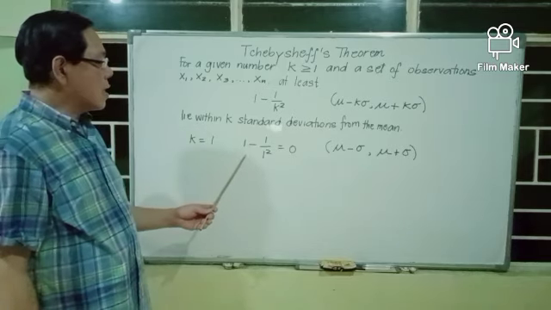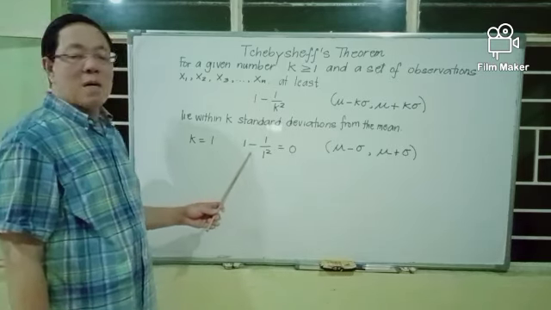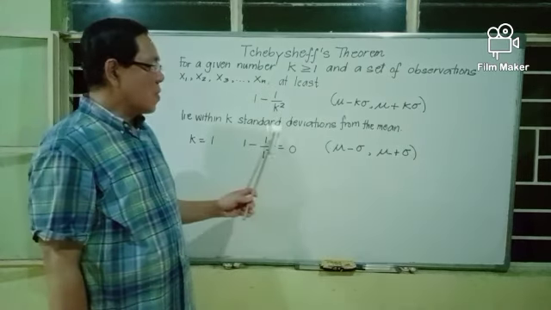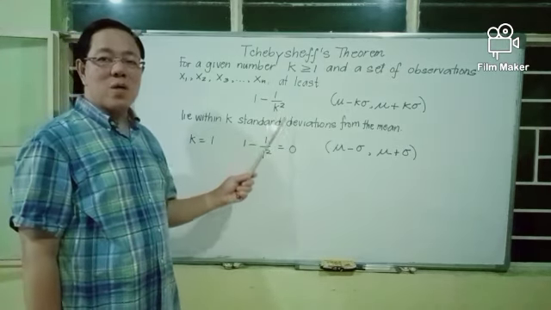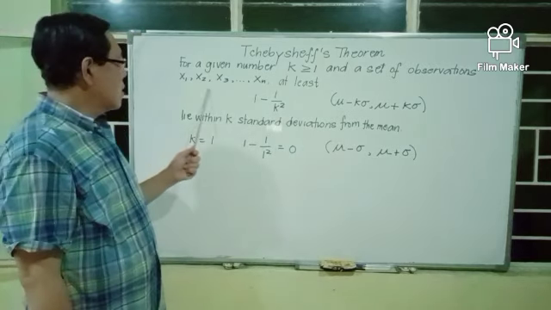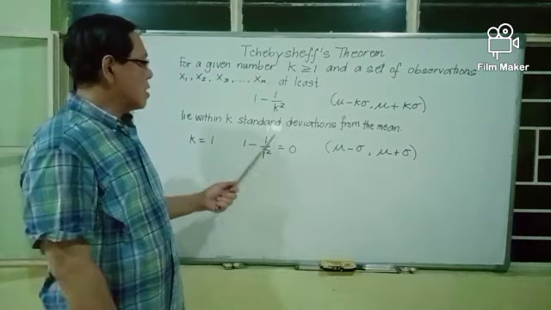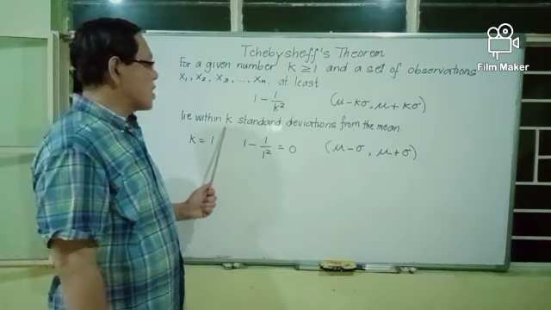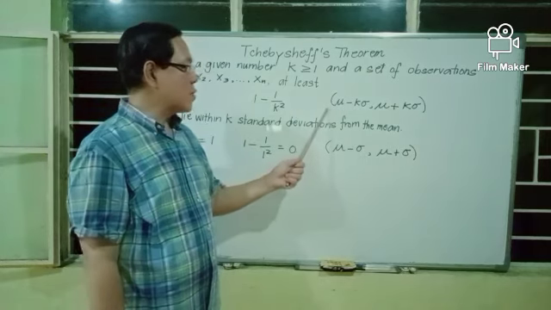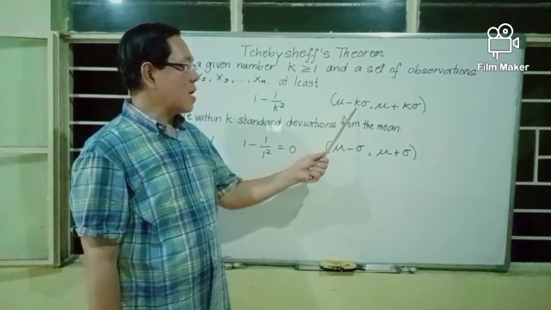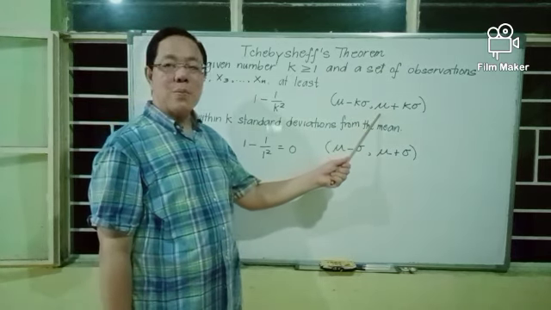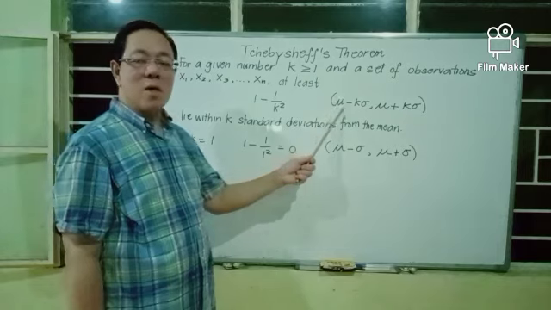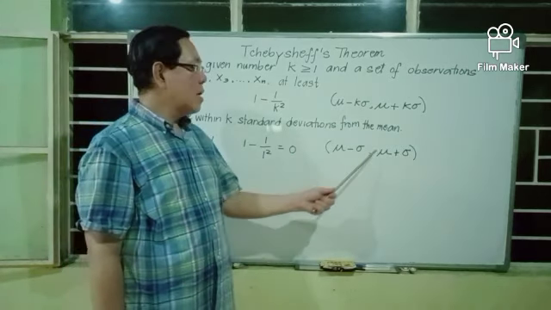When k is equal to 1, then this expression 1 minus 1 over k squared becomes 1 minus 1 over 1 squared, which is equal to 0. And according to Tchebysheff's theorem, at least 1 minus 1 over k squared of these values lie within k standard deviations from the mean. This expression, within k standard deviations from the mean, is equivalent to this open interval from mu minus k sigma to mu plus k sigma. If k is equal to 1, then this open interval becomes mu minus sigma to mu plus sigma.